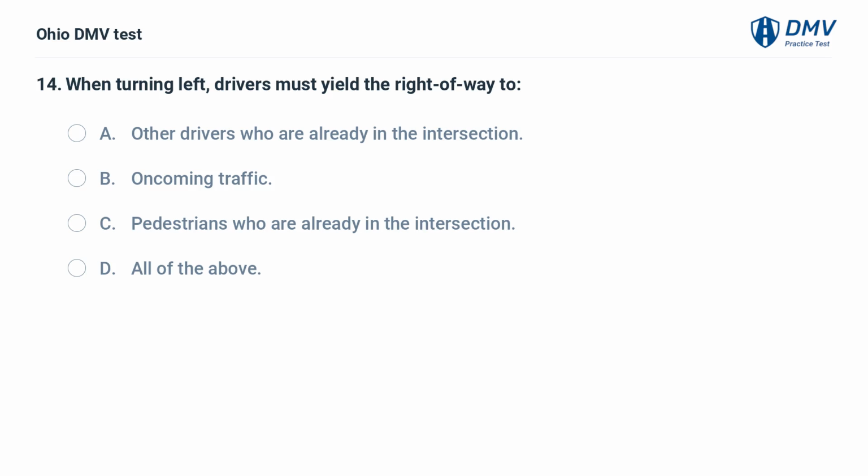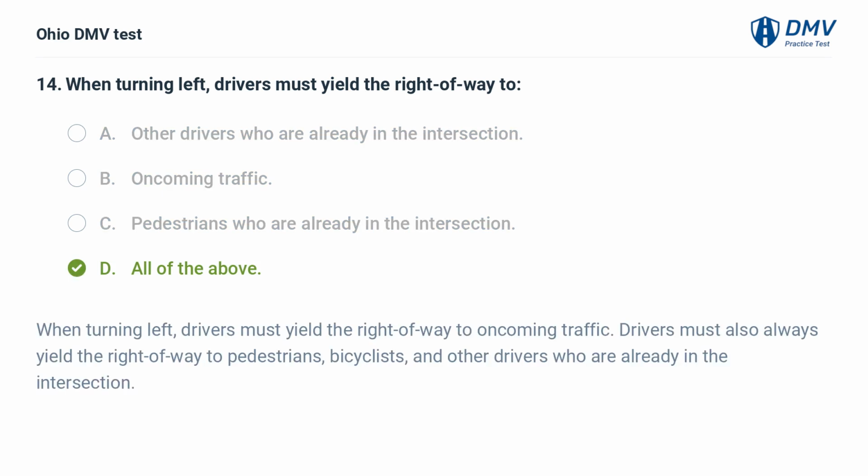When turning left, drivers must yield the right of way to A. Other drivers who are already in the intersection. B. Oncoming traffic. C. Pedestrians who are already in the intersection. D. All of the above.